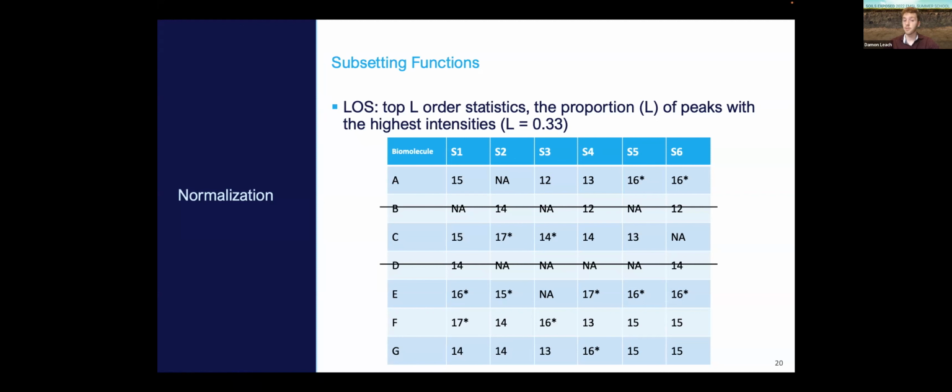We then move to sample 2 and look at the top 2 from that sample and find that it's C and E. And that means those ones as well. So since we already had E, it doesn't change anything, but we're also adding C to the subset. We go through that process for all 6 samples, and any biomolecule that has not been subset is not going to be included, which means that B and D, which never had a peak that was part of the highest third of intensities, are not going to be included within our subset function.